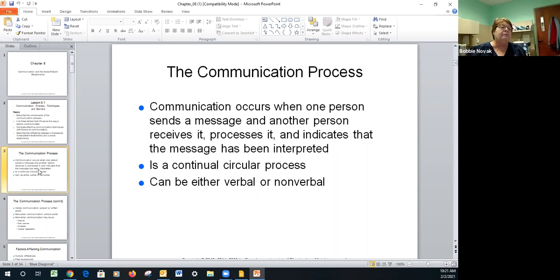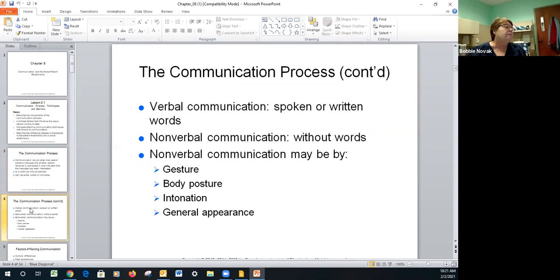And it can be either verbal or nonverbal. And remember, nonverbals sometimes speak louder than verbals. If you're upset, if you're angry, and it's written all over your face and you've got your arms crossed, the patient's going to feel like you really don't want to be in the room with them. So nonverbals are very important. When we're talking about nonverbals, we're talking about gestures, body position, intonation, and your general appearance, or your patient's general appearance. Your patient can give you nonverbals also.